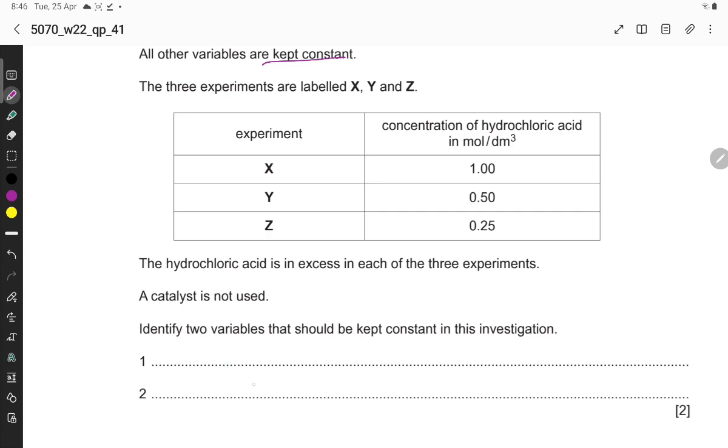Identify two variables that should be kept constant in this investigation. So one is the temperature, particle size, and mass of carbonate.